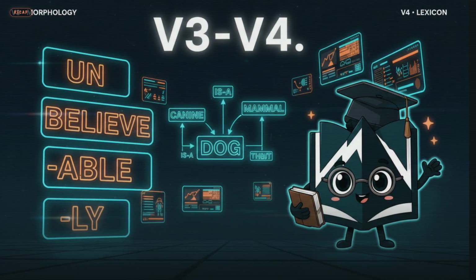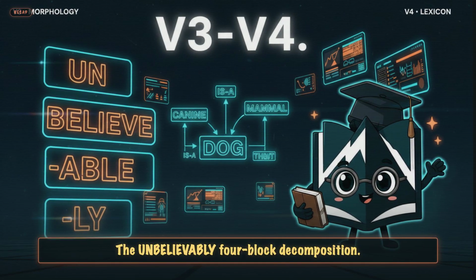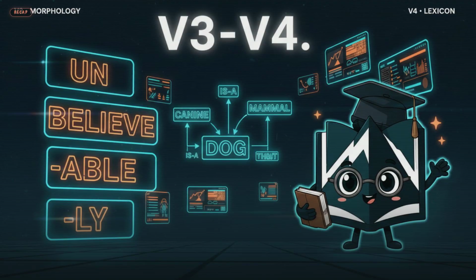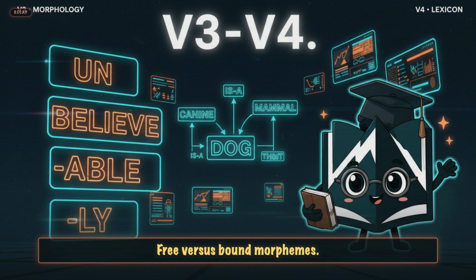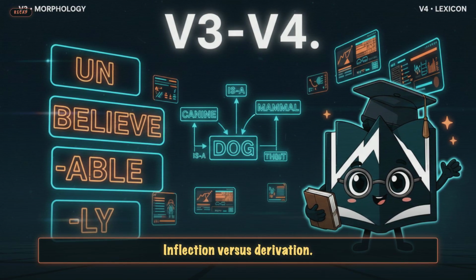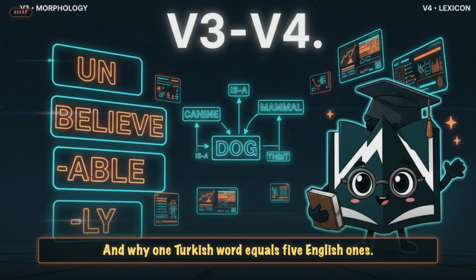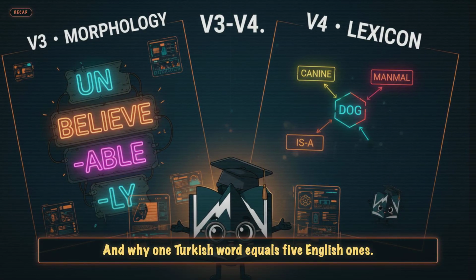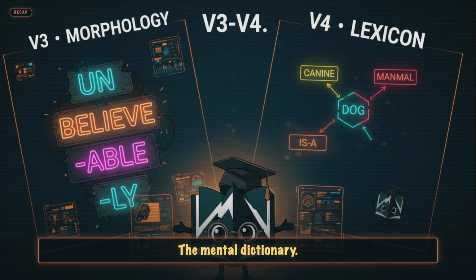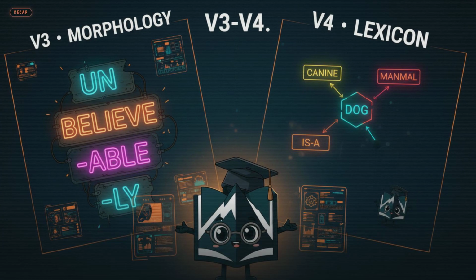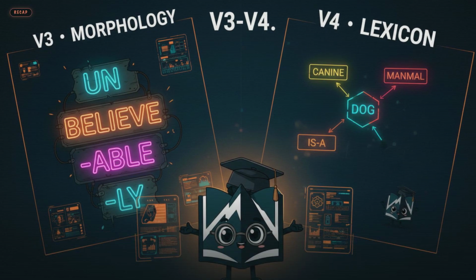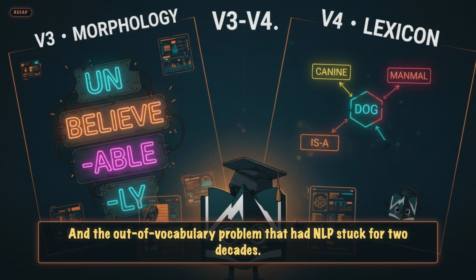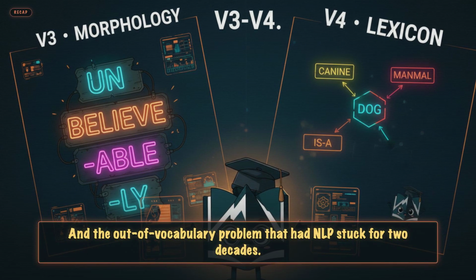Video 3, Morphology. The unbelievably 4-block decomposition. UN, believe, able, lie. Free versus bound morphemes. Inflection versus derivation. And why one Turkish word equals 5 English ones. Video 4, the lexicon, the mental dictionary, WordNet's ISA graph, the open versus closed class split, and the out-of-vocabulary problem that had NLP stuck for 2 decades.